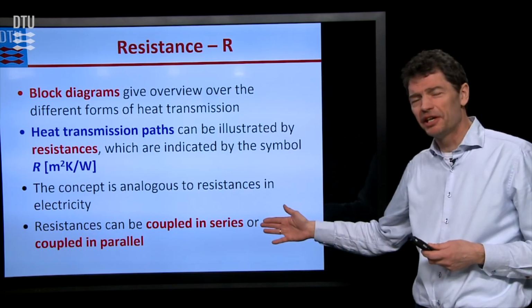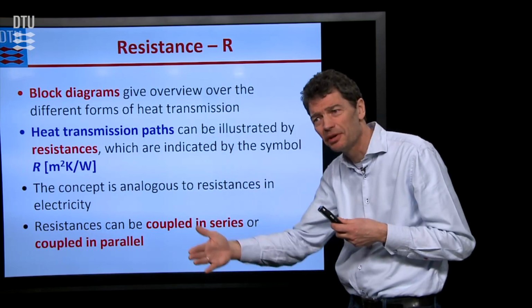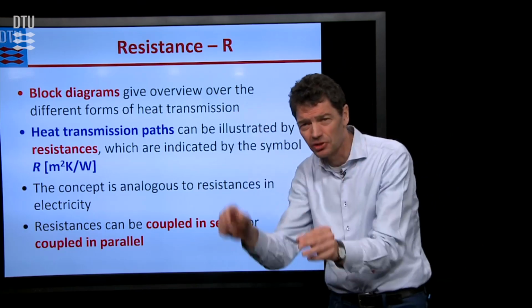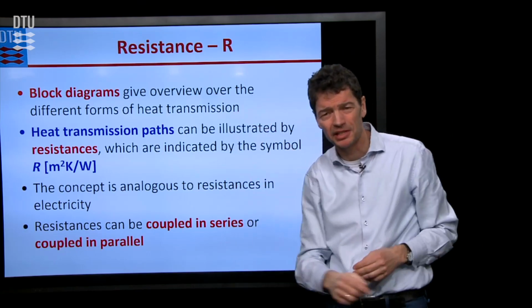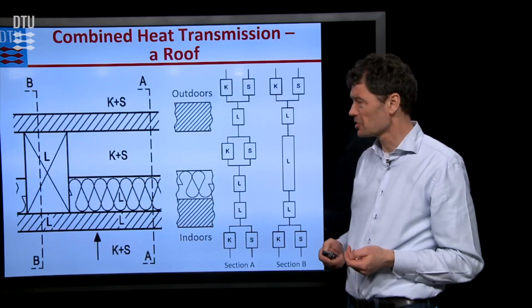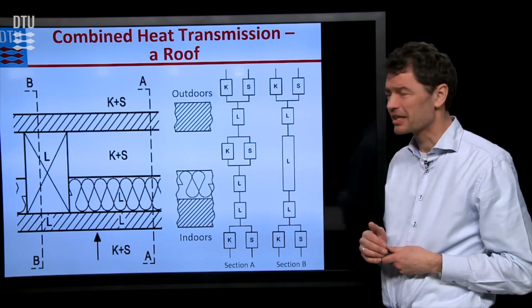But what is important here is that those couplings, those transmission paths, could be either in series, one after each other, or they could be in parallel to one another. And we have to mathematically be able to treat those combination forms here. And that's why we continue looking at our example, our roof, a little bit magnified again.